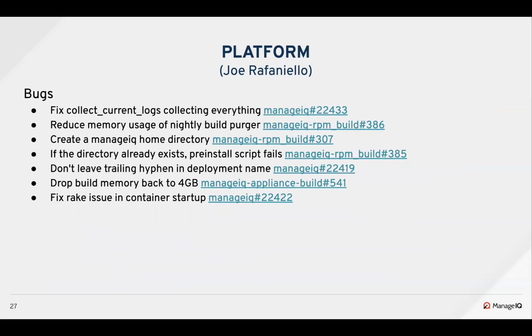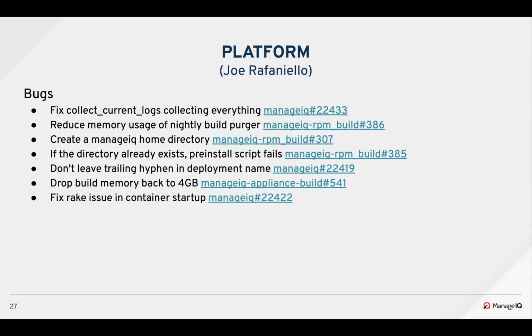For platform bugs, Adam fixed the tool collect current logs, which was also including archives when it should only collect the current logs, so that it's much faster and much smaller zip files now. Brandon made the nightly build purger more memory efficient. In the RPM build, Adam added a home directory for the ManageIQ user that was used by some Ansible playbooks and was required. Following up on this change, Brandon fixed an RPM bug where the pre-install script could fail if the home directory already exists, such as on an upgrade.